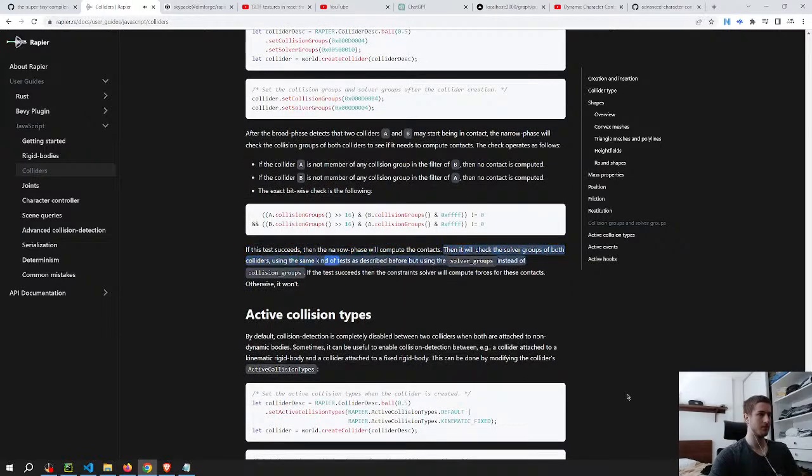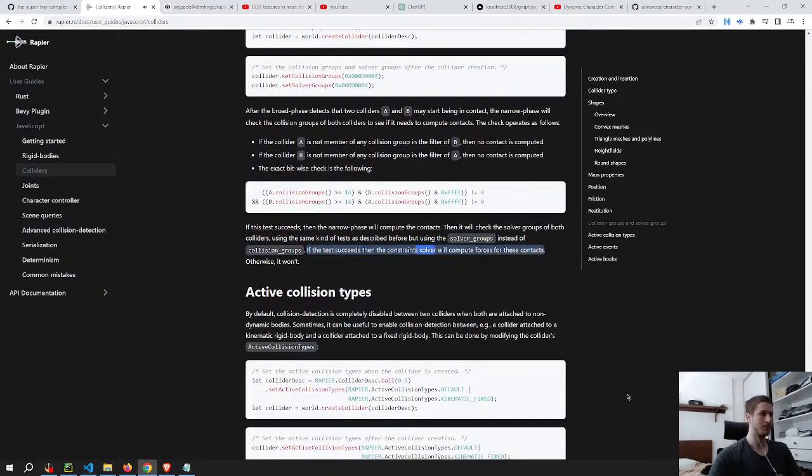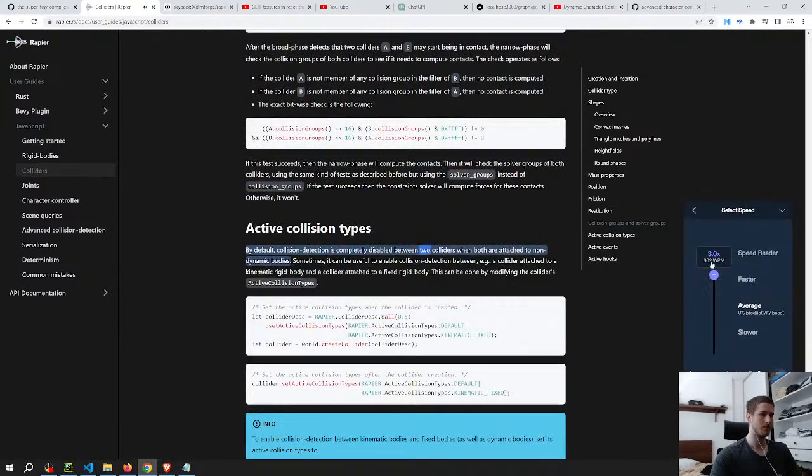Then it will check the solver groups of both colliders, using the same kind of test as described before, but using the solver_groups instead of collision_groups. If the test succeeds, then the constraint solver will compute forces for these contacts. Otherwise, it won't. By default, collision detection is completely disabled between two colliders when both are attached to non-dynamic bodies.